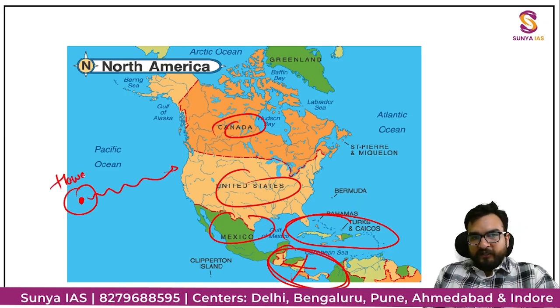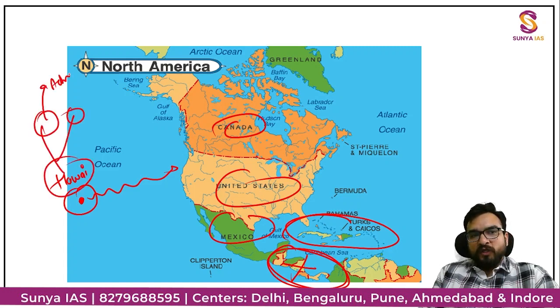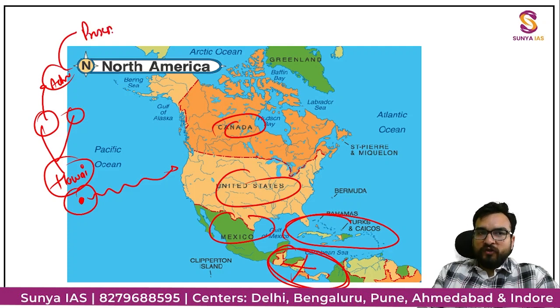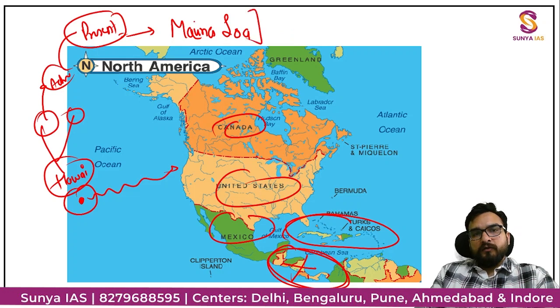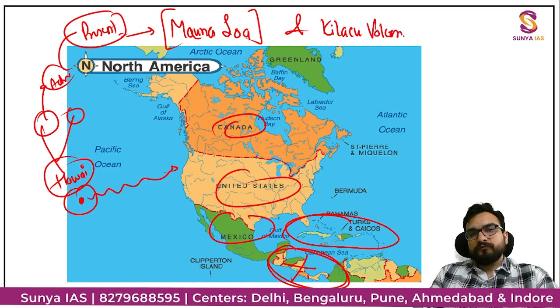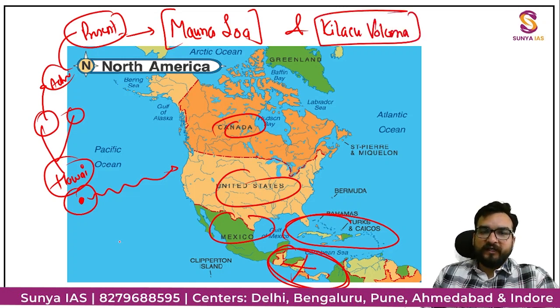Hawaii. And related to Hawaii, two mountains I have told you which are the active volcanoes, which are recently present in news. Those who don't remember it, see the previous videos, guys. Those are very important. Let me tell you also: Mauna Loa and Kilauea volcano. These two which we have seen in Hawaii, guys.